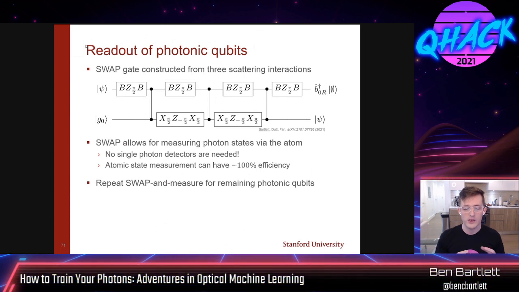And you can, again, measure the state of the atom using a quantum jump technique to near 100% efficiency. So to measure out the entire photonic state, you just swap the state of photon 1 with the atom, measure the atom, swap the state of photon 2 with the atom, measure the atom, and continue until you're done.